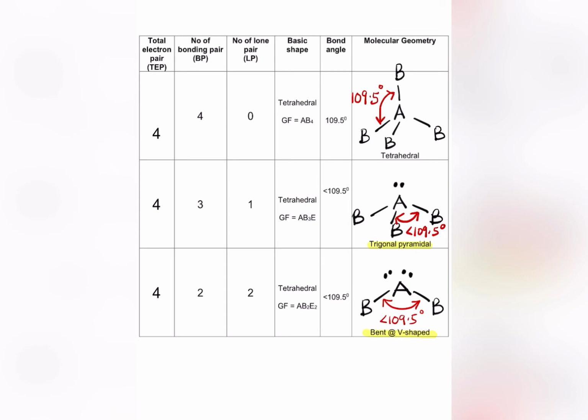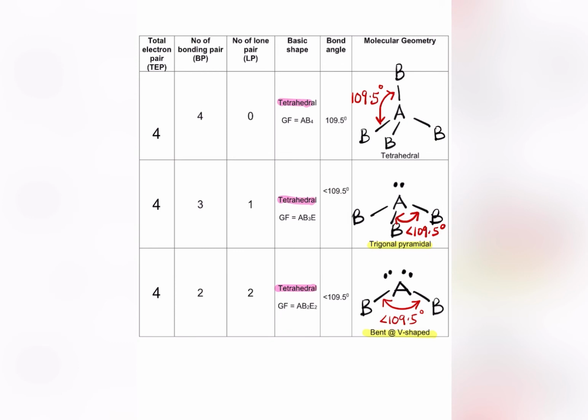As you see here, apabila awak ada bilangan lone pair yang berbeza, awak punya basic shape masih lagi sama iaitu tetrahedral. Tetapi general formula awak telah berubah dan angle telah berubah. Of course, the drawing and the name for molecular geometry pun berubah. So please be careful when you want to determine the name of the molecular geometry. Apabila structure awak dekat bahagian central atom mempunyai lone pair, automatically awak punya molecular geometry akan berubah.